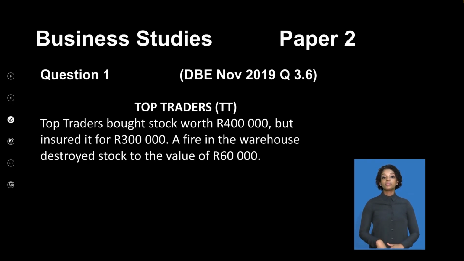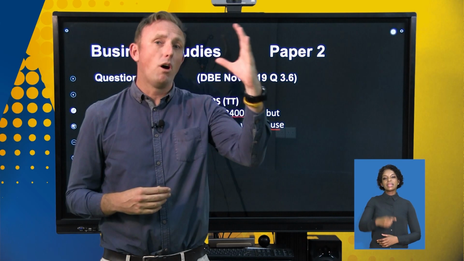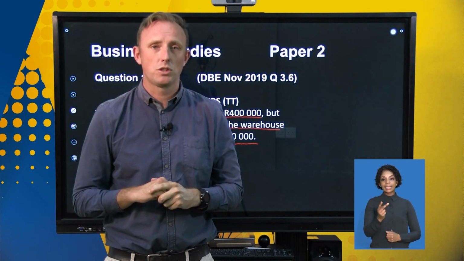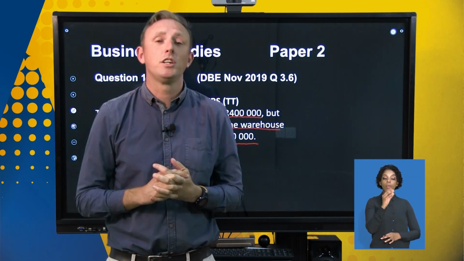So the first question we're going to be dealing with has got to do with insurance. So it says top traders bought stock worth 400,000 Rand, but insured it for 300,000 Rand. There was a fire in their warehouse and they had destroyed stock to the value of 60,000 Rand. So we can already see that there's a bit of an issue there. The market value is 400,000 Rand of the stock. However, top traders have only insured the stock for 300,000 Rand. Then they had a fire in their warehouse and 60,000 Rand's worth of stock was damaged.